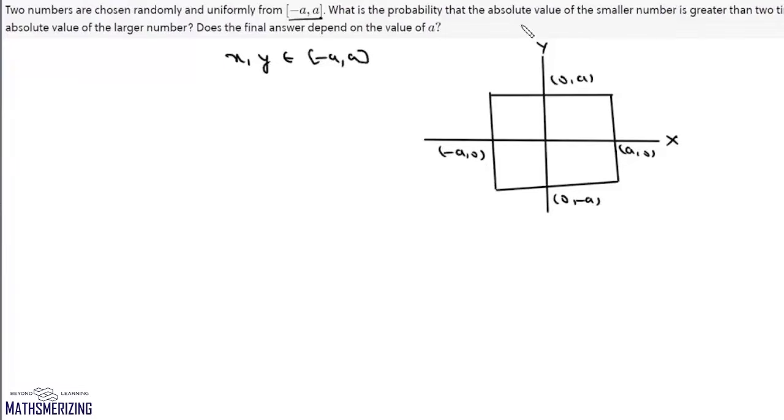Now it says, what is the probability that the absolute value of the smaller number is greater than 2 times the absolute value of the larger number? So we'll have two separate cases. Case 1, when x is the smaller number, that is when x is less than y. Now first we'll mark this region. So we'll have this line, y equals x line.